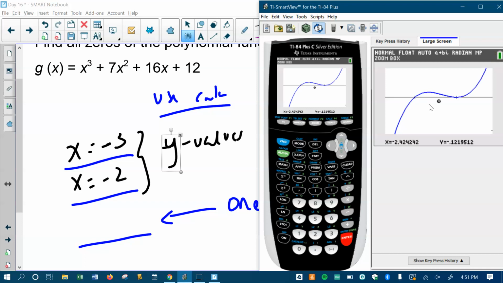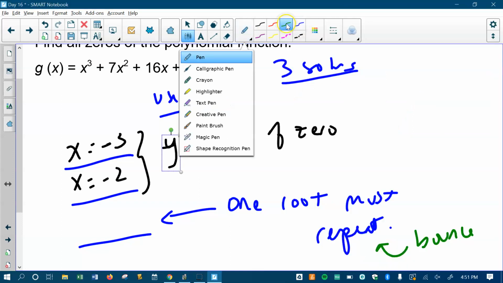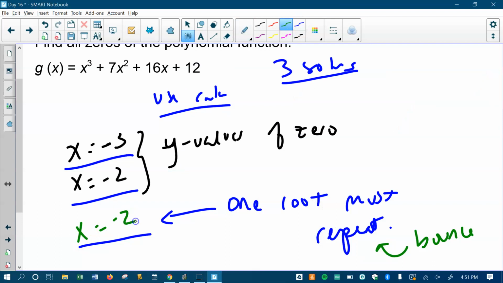Okay, that means at -2, there was a bounce. So my other root here was x equals -2. There were 2 of those that appeared because of the bounce.